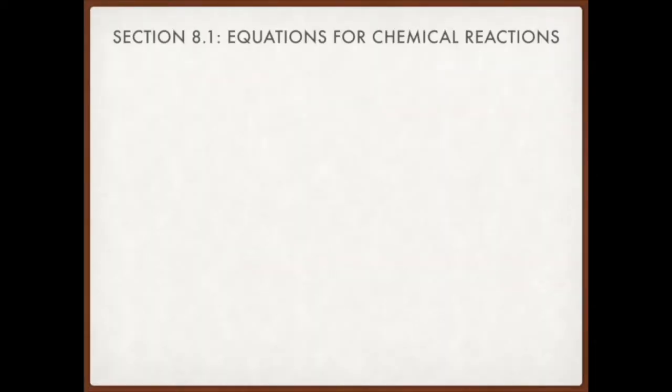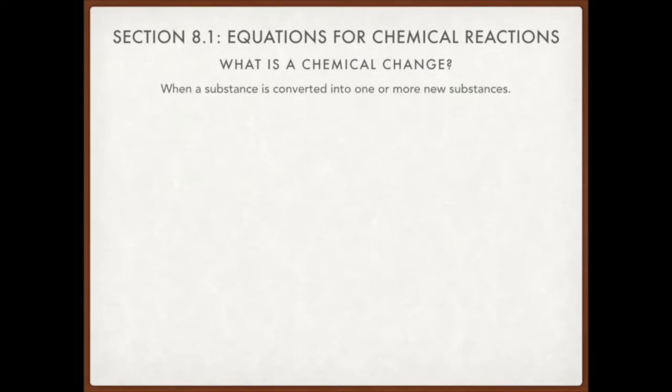So in this chapter, we're going to be looking at chemical reactions. And so the first thing we need to define is, well, what exactly is a chemical reaction or a chemical change? Well, a chemical change occurs when a substance is converted into one or more new substances. At the very beginning of this year, we distinguished between chemical changes and physical changes. Chemical changes being here actually changing the identity of the substance.